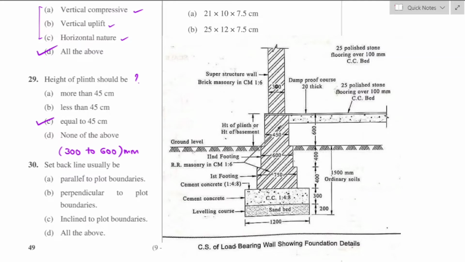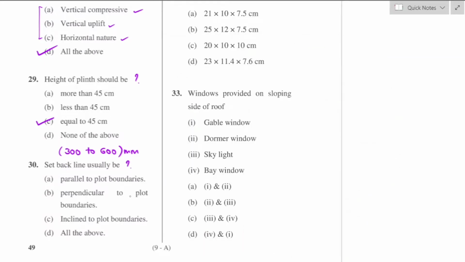Question number 30. Setback line usually be. Setback line means it is a line parallel to the center line of a road or a street and laid down in each case by the competent authority beyond which nothing can be erected or re-erected. So setback line usually be parallel to the plot boundaries. Option A is the right answer.